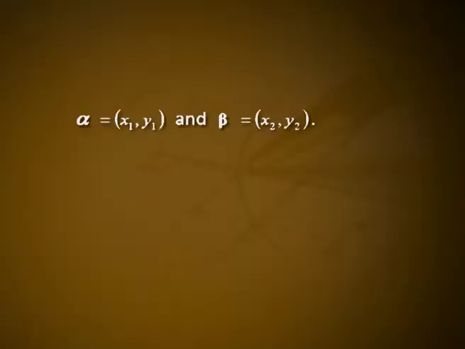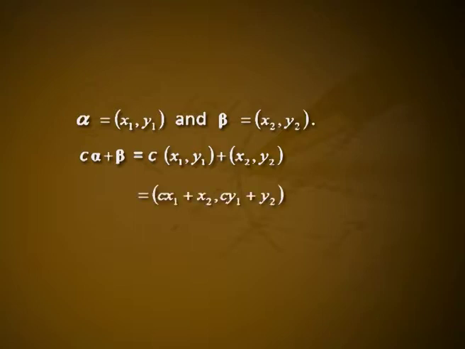Example 4. T from R2 to R defined by T of x, y equal to x times y is not a linear transformation. To see this, let alpha equal x1, y1 and beta equal x2, y2. c times alpha plus beta is equal to c times x1, y1 plus x2, y2, which is equal to c times x1 plus x2, c times y1 plus y2.